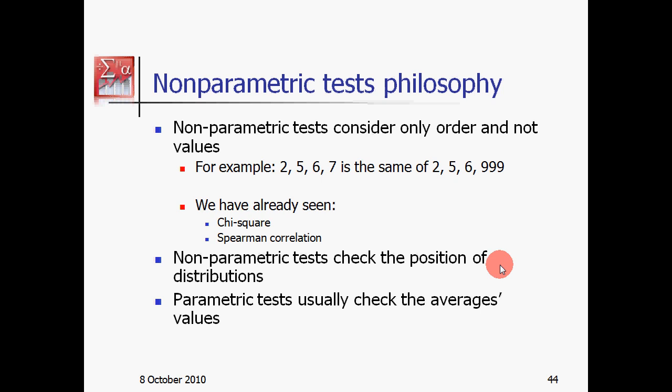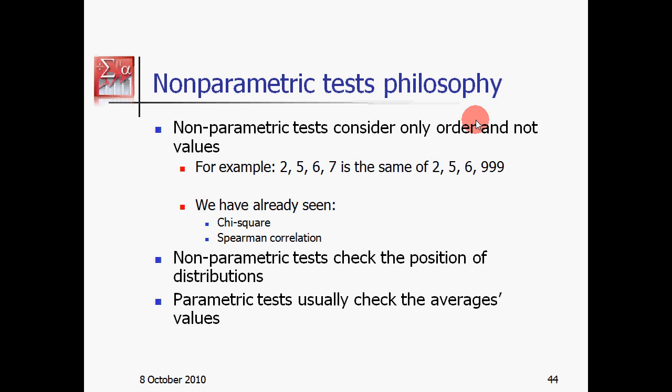Okay. We have already discussed some basic non-parametric tests. Let's go into detail of other non-parametric tests. Non-parametric tests have a philosophy behind them. The philosophy is that the value of the numbers doesn't count. The only thing which counts for a non-parametric test is the order of the data. So for example, if your data are 2, 5, 6 and 7, or 2, 5, 6, 999, for a non-parametric test, this data will be considered the same. Okay. So they are well suited whenever the order is important and not the effective value.